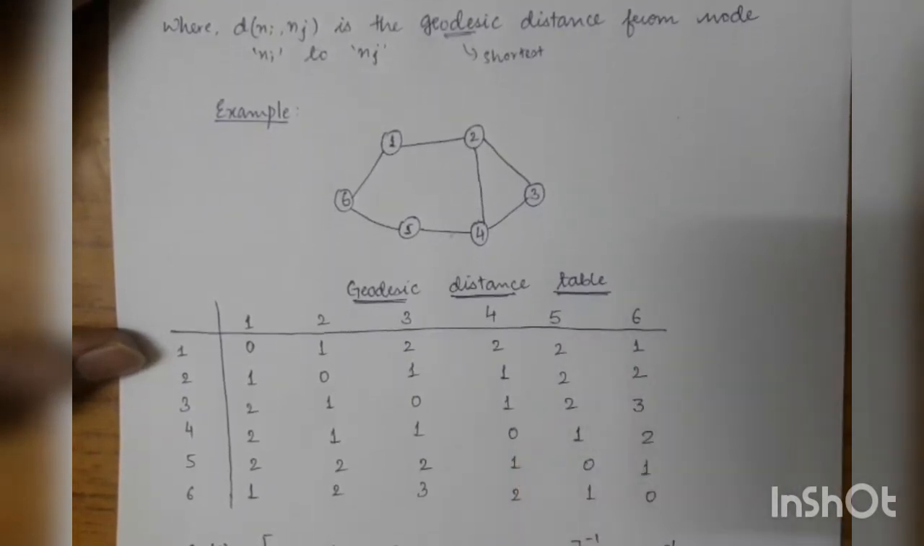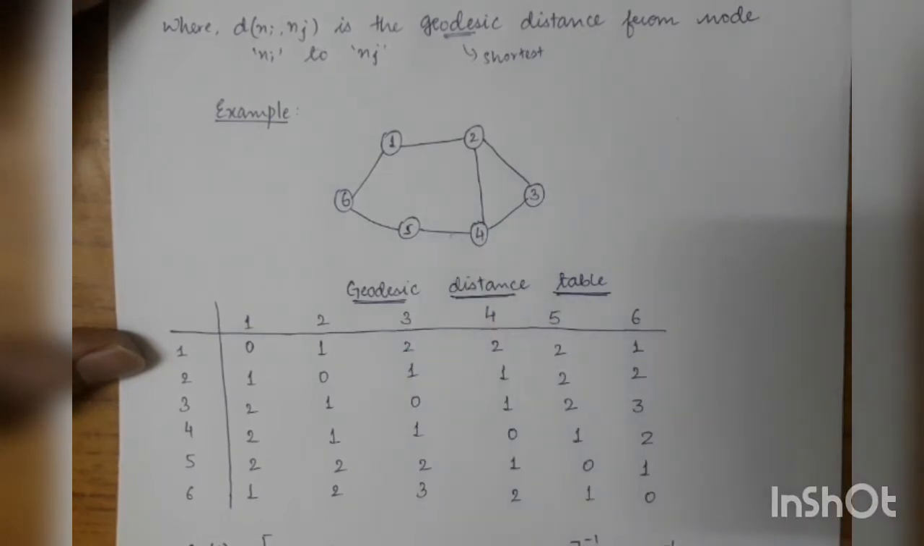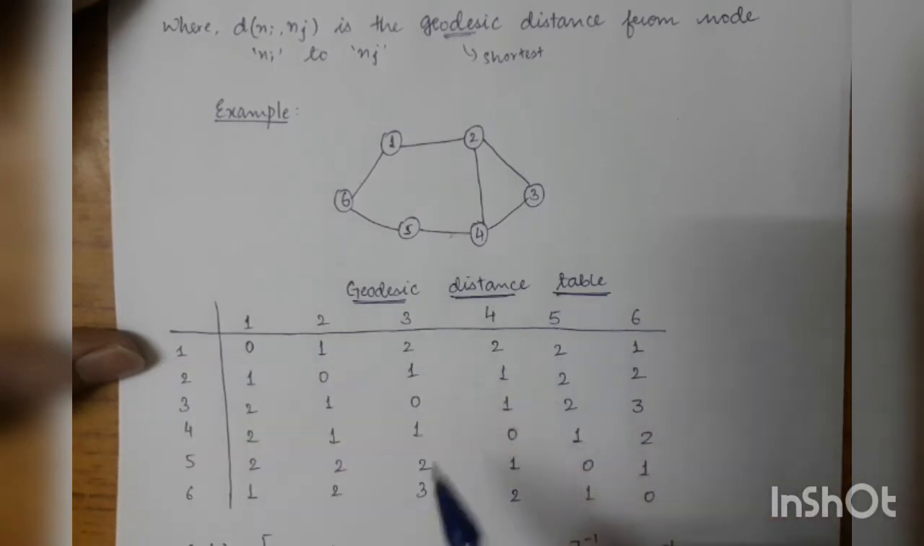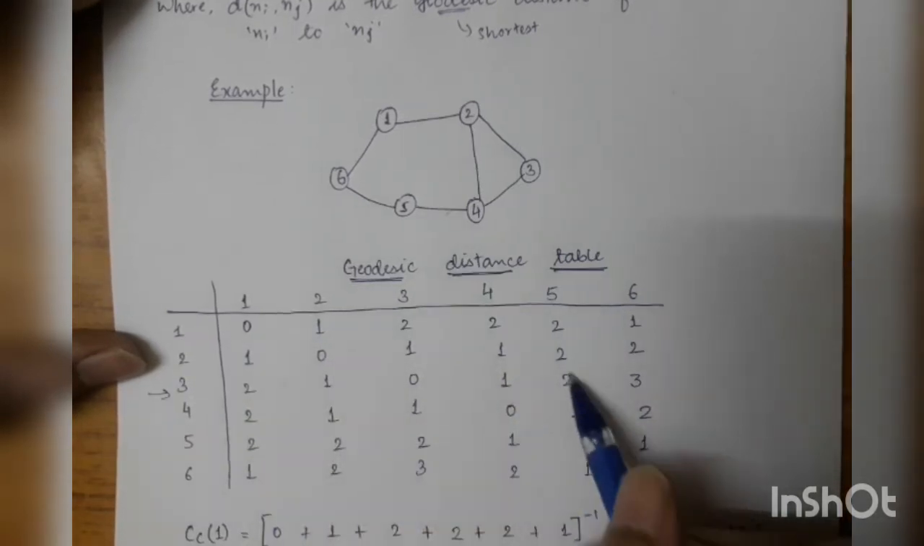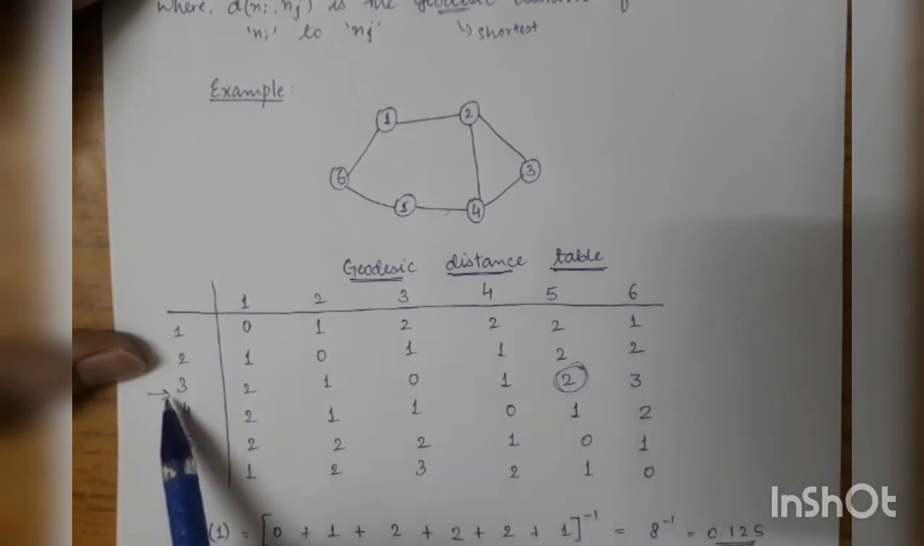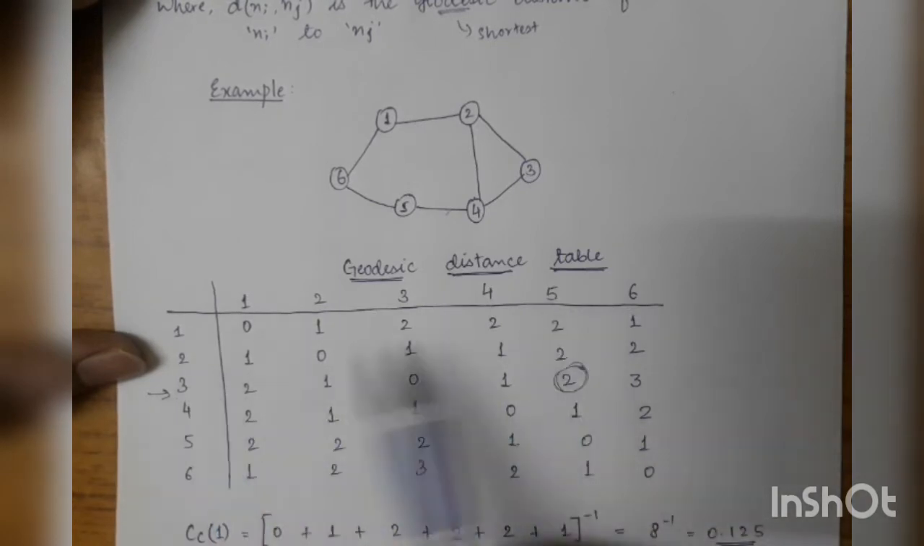Let's say we have this graph given and we need to find the closeness centrality measure for this graph. Initially, we can create a geodesic distance table. This table represents the shortest path from the ith node to the jth node. For example, take this row and column: this is the distance from the third node to the fifth node of the graph.